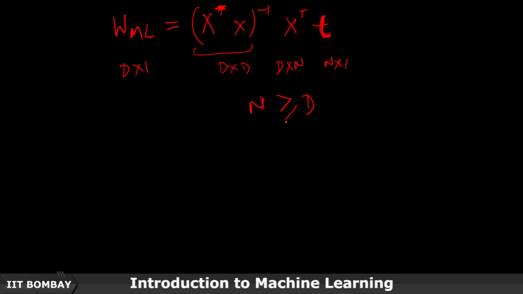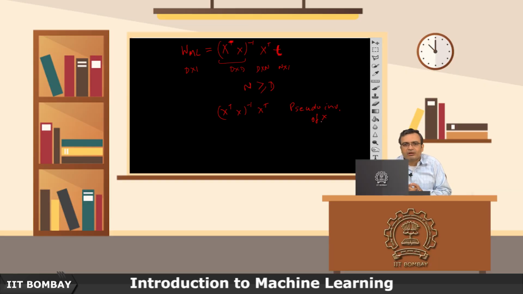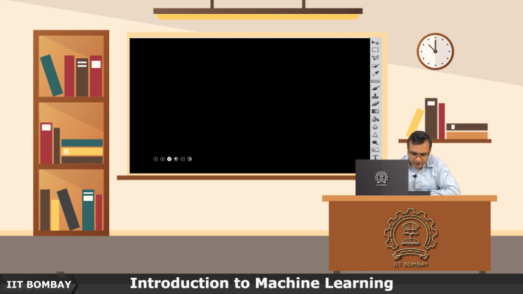Now this quantity, X transpose X whole inverse times X transpose, is called a pseudo inverse of X, right. You can think of it this way: if you have t is equal to x times w, and we pre-multiply both sides with x inverse, we would get w back. But we cannot multiply with x inverse, because X is not an invertible matrix. So we multiply with the pseudo inverse of x, and when we multiply that with t, we get the maximum likelihood estimate of the w's back. Now there is a problem with this.